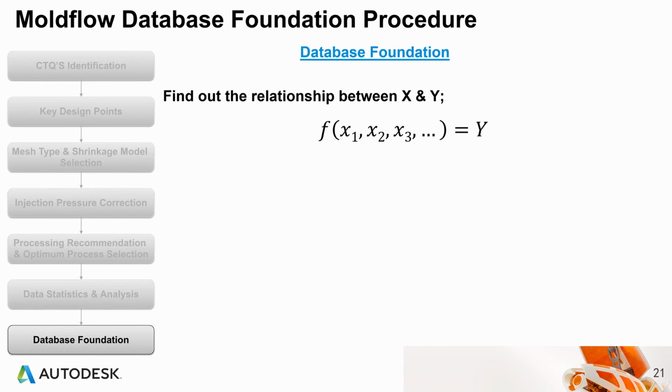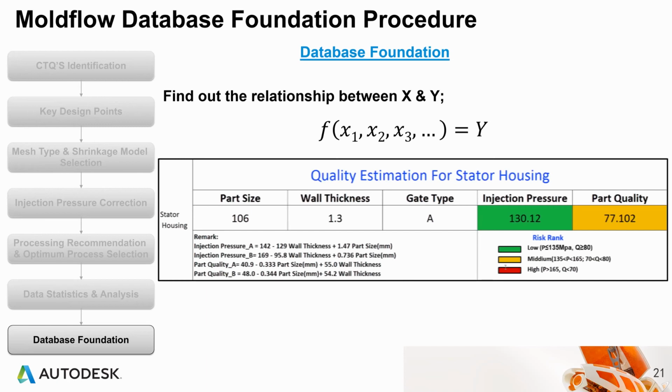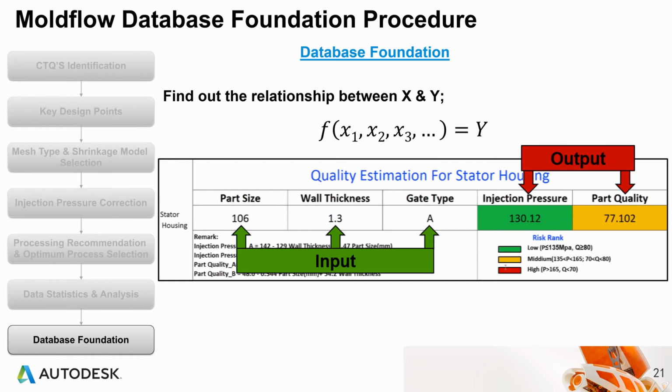Next, with regression analysis, we can find the relationship between factors and part quality. We just need to input part size or thickness and gate type. We can estimate the injection pressure and part quality, just like in the video. We can estimate the part quality easily according to the regression equation.